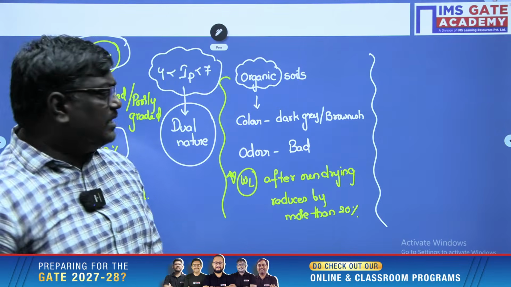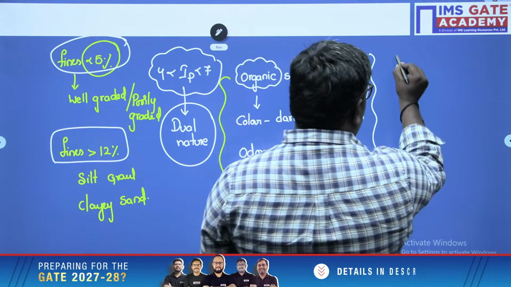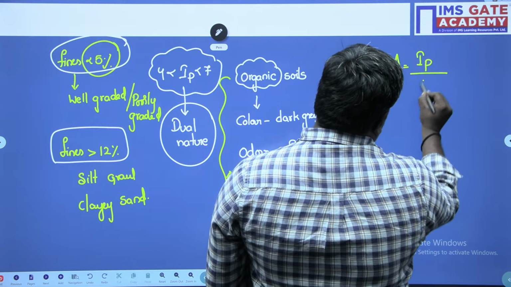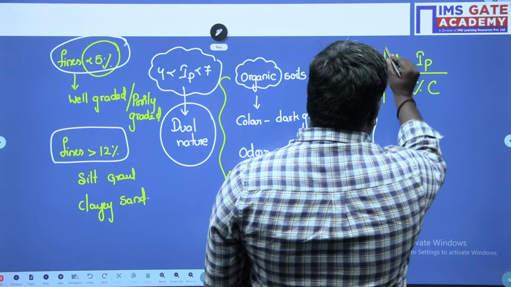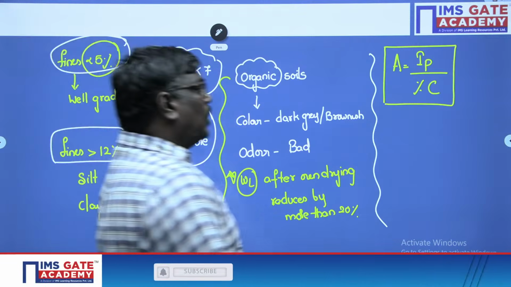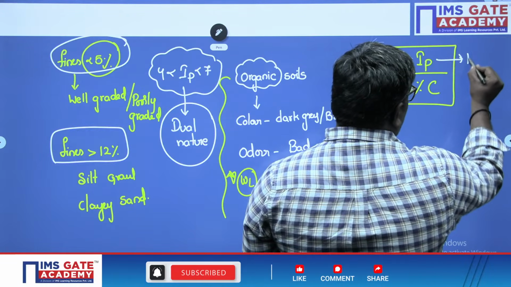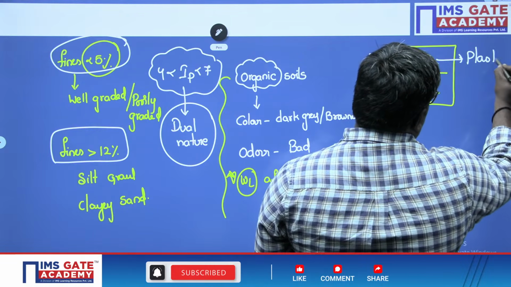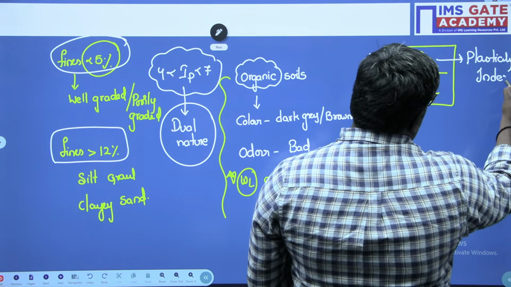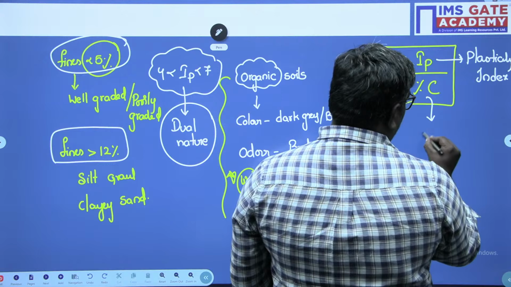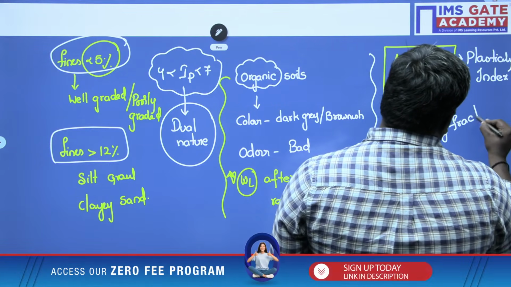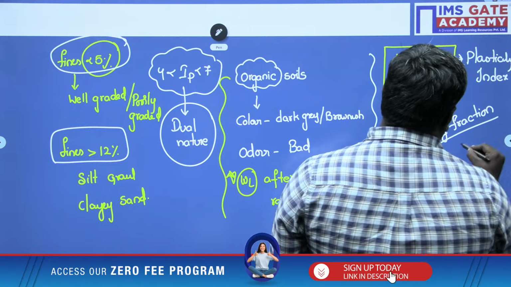Now see students, there is a concept called activity ratio. What is activity ratio? It is given by the formula Ip upon percentage C. Here Ip is the plasticity index, and percentage C is the clay fraction.